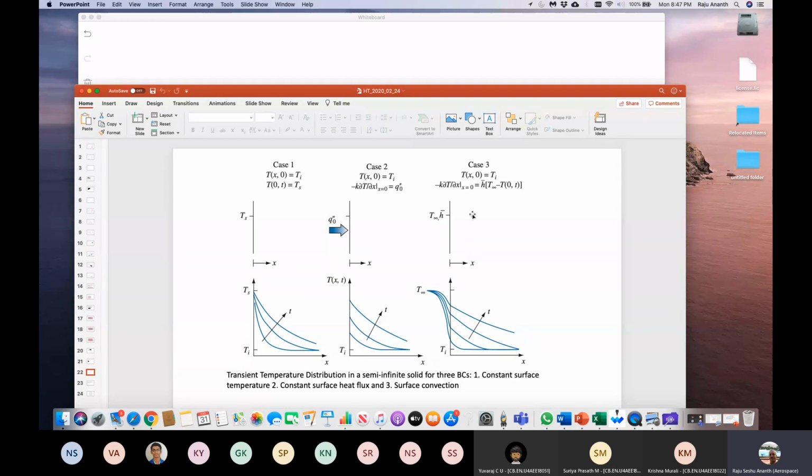And here there is a heat transfer coefficient. There's a temperature outside, the heat transfer coefficient is provided, and if that is the case, as time increases, the temperature profile will look like that. I'm not going to do this because it gets complicated, and we don't want to dwell on too many. But let's just do one example.